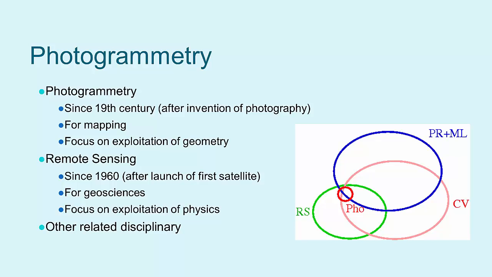There are other disciplines related to photogrammetry and remote sensing, including computer vision, pattern recognition, and machine learning. Some try to recover 3D geometry from aerial imagery. Some can automatically classify objects into different categories according to their physical properties.